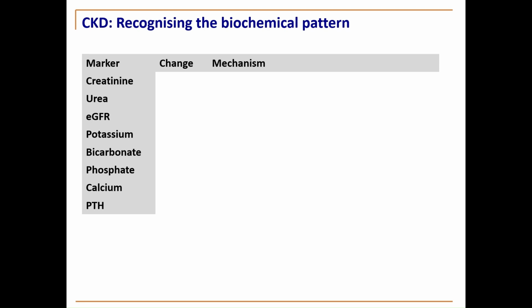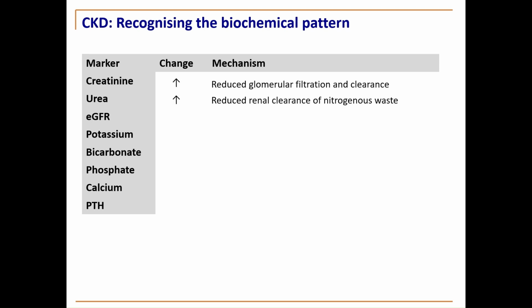Okay, so creatinine and urea, because they're both the same, they both go up in chronic kidney disease because there's reduced glomerular filtration and reduced clearance, so therefore those nitrogenous waste products start to build up. eGFR, estimated glomerular filtration rate, drops because the number of functioning nephrons drops, so the amount of filtration you can do drops. Potassium goes up.